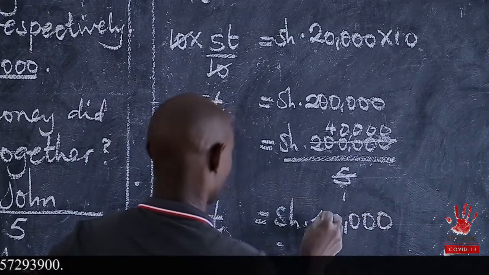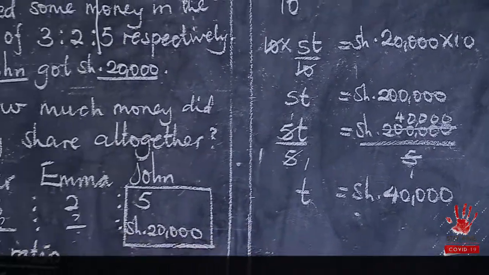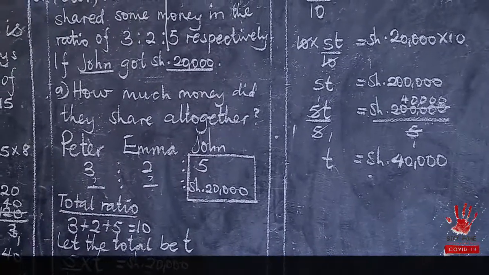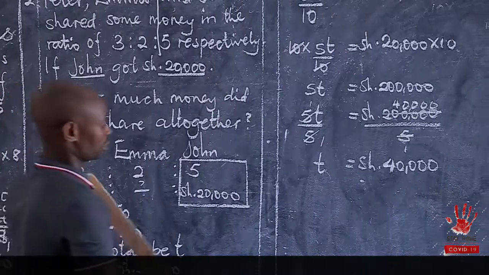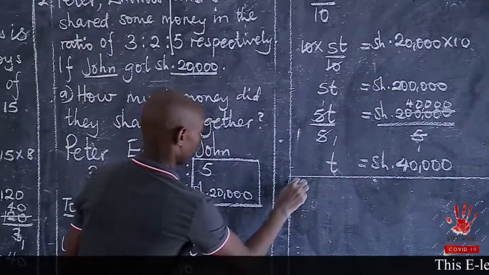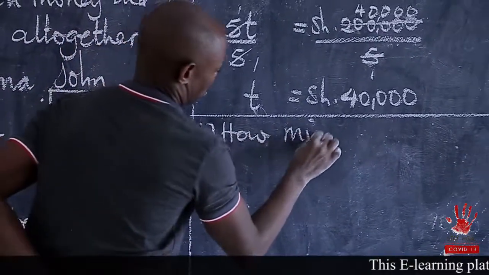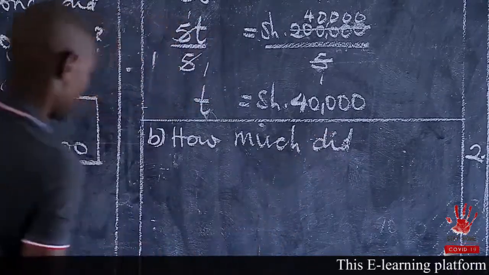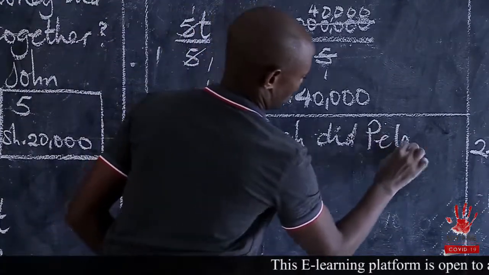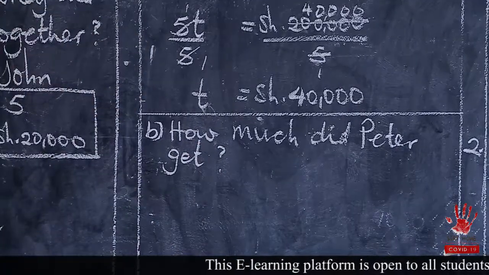40,000 shillings. So for this matter, therefore, it means the amount of money which these three people shared was 40,000 shillings. They shared 40,000 shillings. So if I add on part B, then I say, I can choose one person here, how much did Peter get? How much money did Peter get?